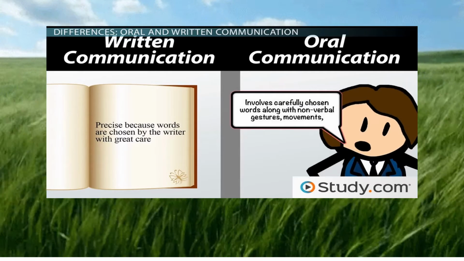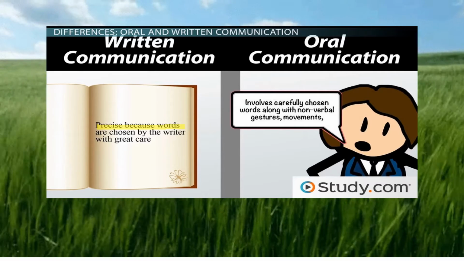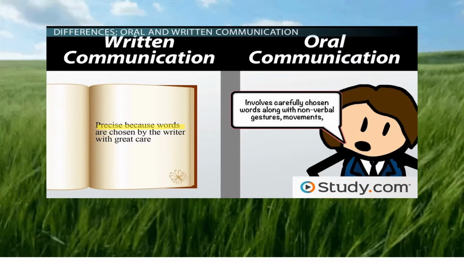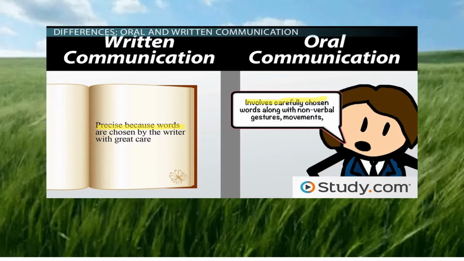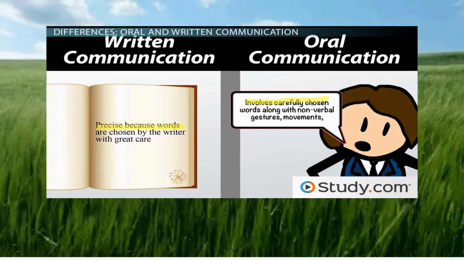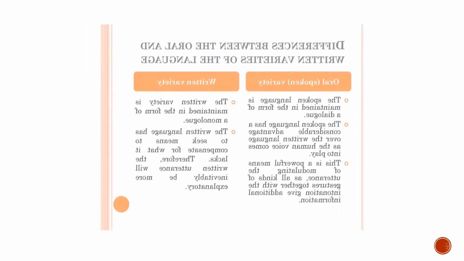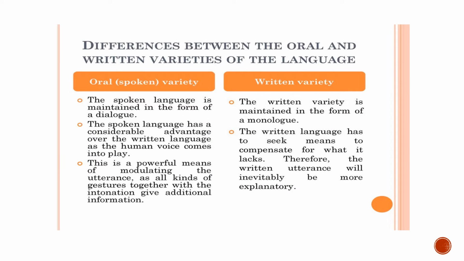Written communication is precise because words are chosen by the writer with great care. Oral communication, on the other hand, involves carefully chosen words along with nonverbal gestures and movements. Let us study more the differences between the oral and written varieties of the language.